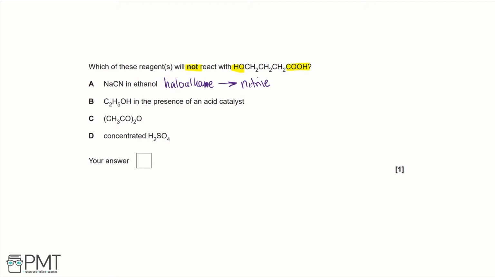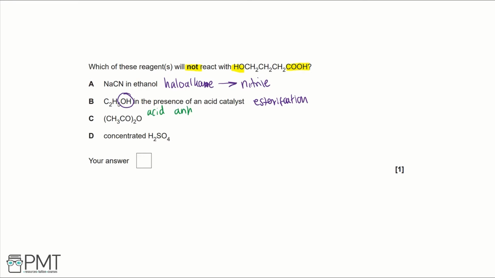Then looking at B, we have this alcohol group shown by the OH in the presence of an acid catalyst. These are the reagents and conditions for what's called esterification. Now, because we're given an alcohol, that means it's going to react with our carboxylic acid group. But it doesn't matter, because even if we had a carboxylic acid in the presence of an acid catalyst, this would be fine because we've got the alcohol as well, and a carboxylic acid and an alcohol react to form an ester.